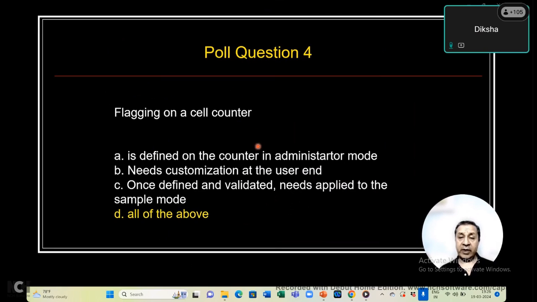Obviously, in this particular case, the answer is all of the above. You do definitely need to do it in what is called an administrator mode, or the engineer who will come and help you to set it up. Once you have done it, you would want to customize it to your needs and the kind of samples that you get from your clients. And more importantly, once you have defined or customized it, you need to validate it appropriately to ensure that there is not too much false positive or false negative, and that it's applied on the sample mode as well. Thus, having it applied on the sample mode after the administrator mode is equally important.